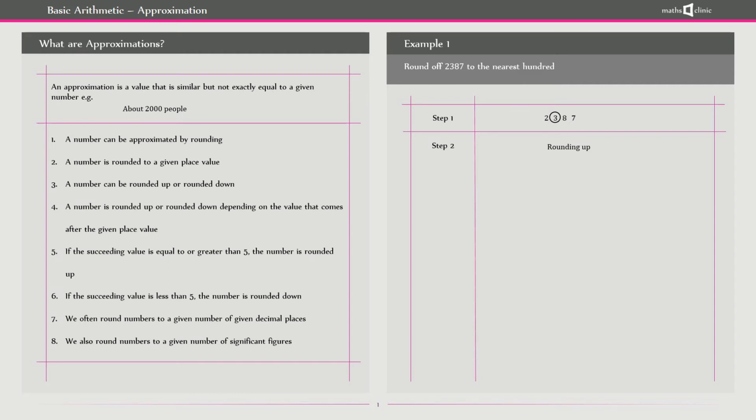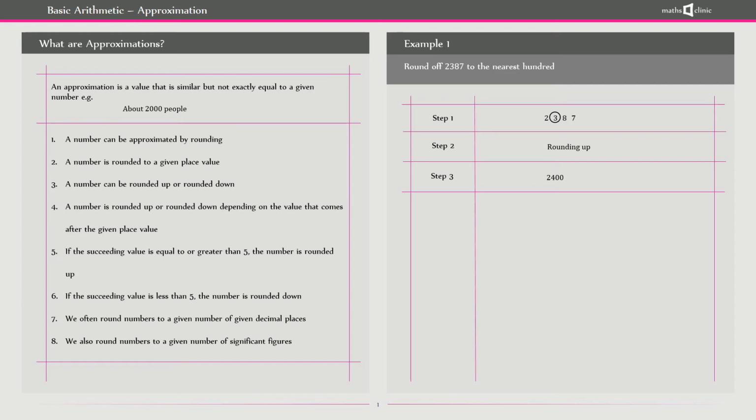Okay, so in this case we're rounding up, i.e. our answer, our estimate or our approximation, would be a larger number. It will be greater than 2387. And basically when you round up, you simply add 1 to the number in the given place value. So at the moment we have 2300, and basically this becomes 2400. Okay, so you add 1 to the 3, and the 8 and the 7 become zeros. All right, and that is how you approximate a number to the nearest 100.